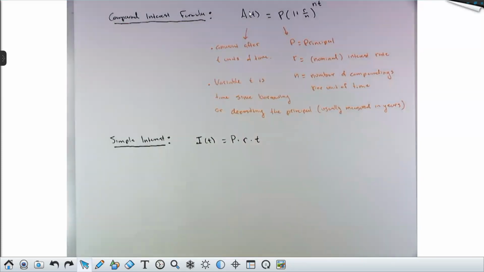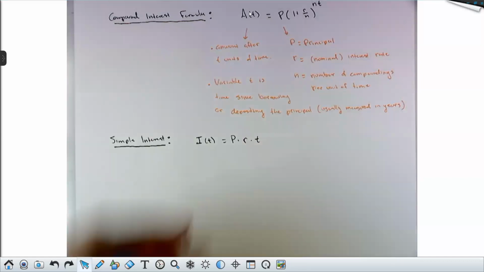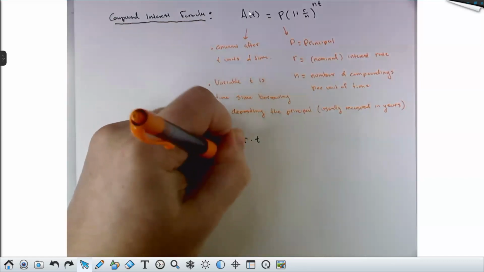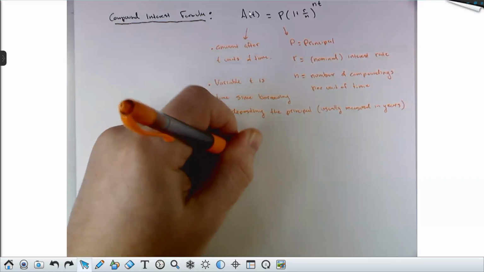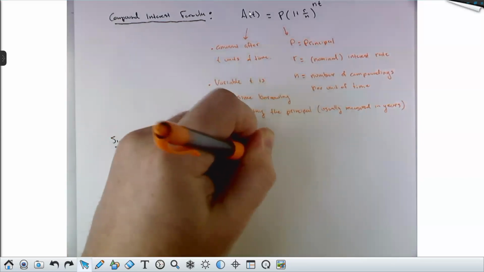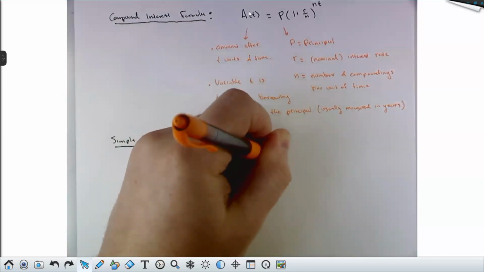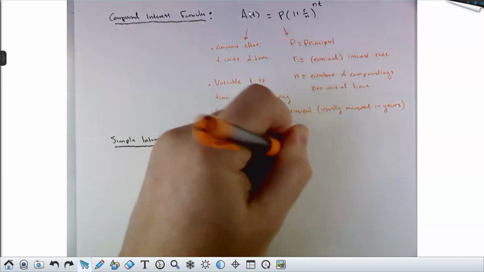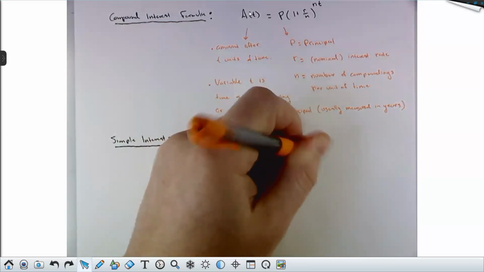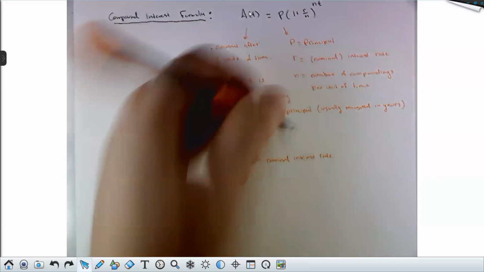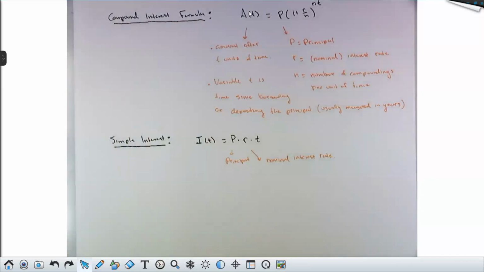And P, R, and T are the same thing here. Principal, nominal interest rate. Nominal just means the named interest rate. It's to contrast it with something else, a different kind of interest rate. And T, of course, is the time.